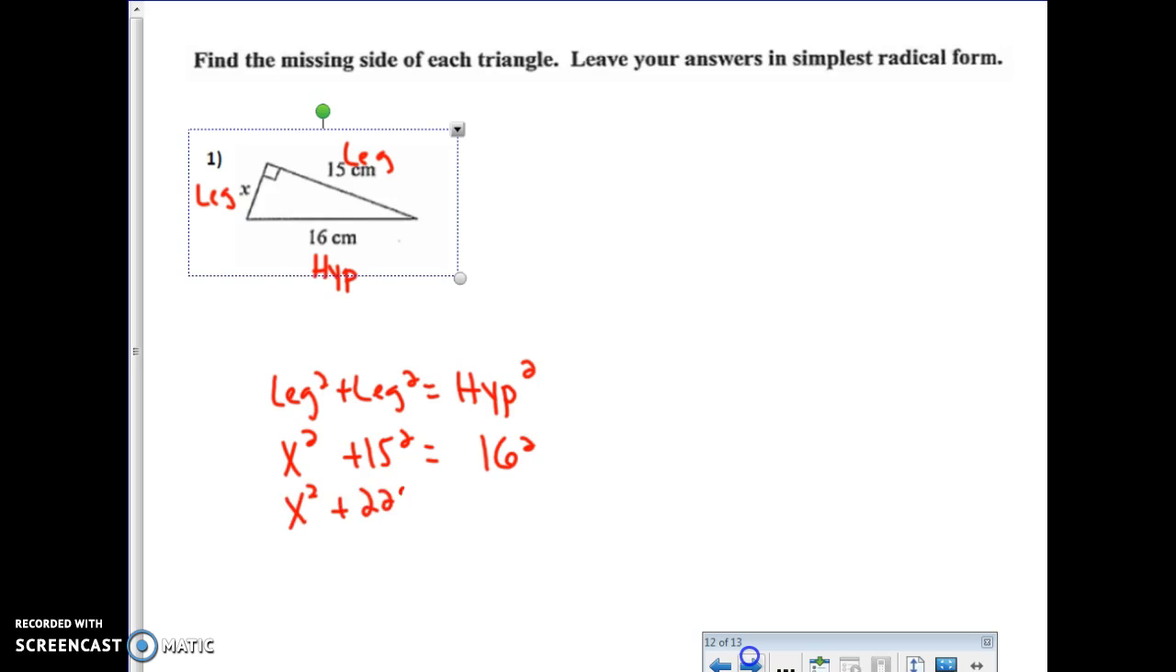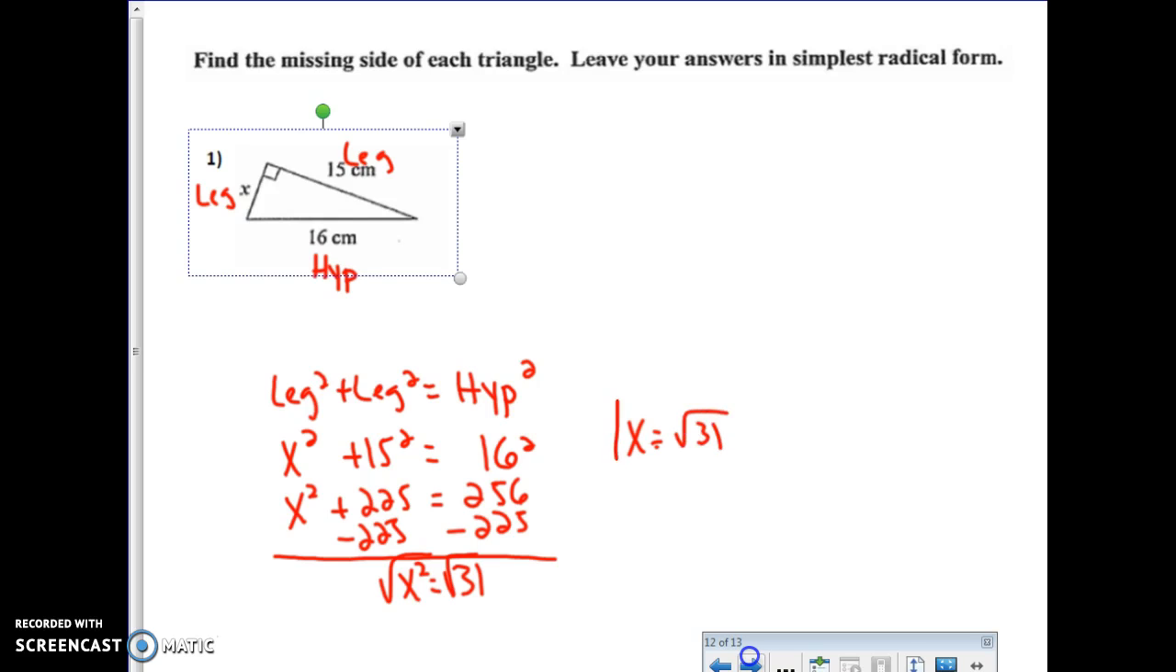15 squared is 225. 16 squared is 256. So I want to get x squared by itself, so I'm going to subtract 225 from both sides. Yeah, 225, sorry. And I end up with x squared equals 31. So when I ask how do I get x by itself, I'm going to take the square root of both sides, because square and square roots undo each other, and I'm left with x equaling the square root of 31.